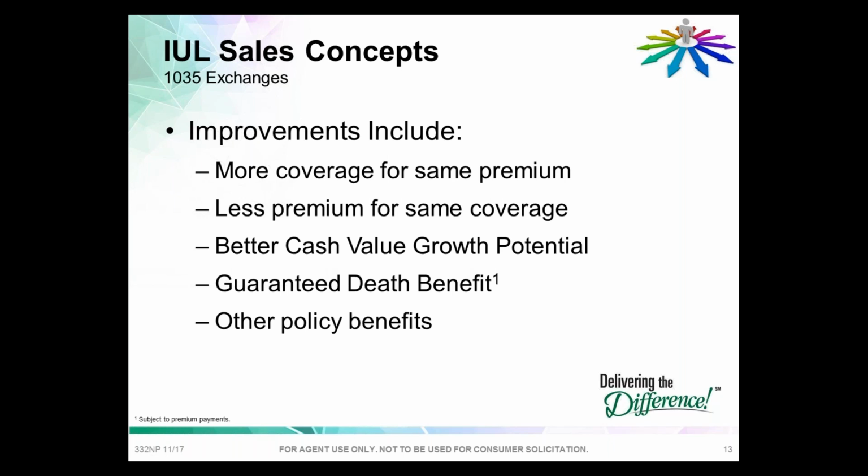You need to find out what's their hot button. What are they most wanting to see this policy do for them? And the best way to do that is to ask, what's that for? And then use their answer to derive which way you're going to go with a product. IUL can do all of these things, but you need to find out which one is most important to them and focus on that.